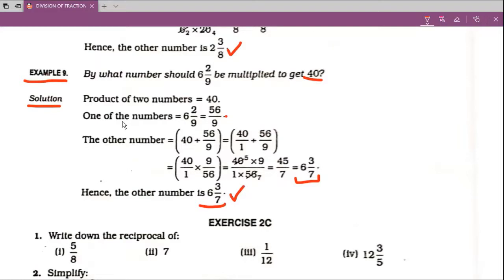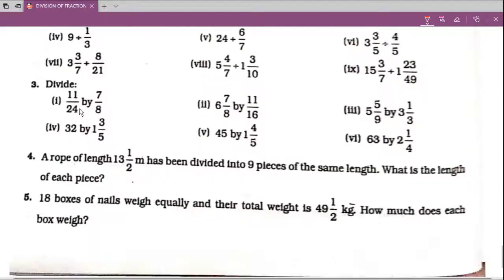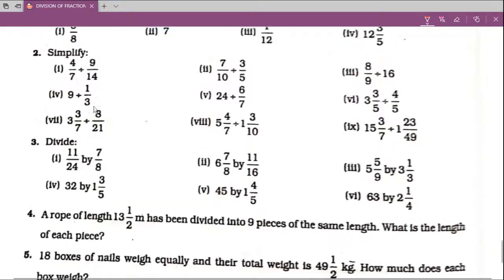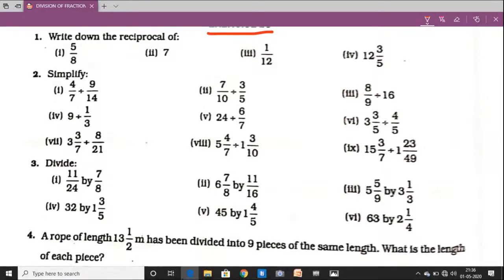Thus, all examples have been completed. Now you have to start this exercise. On the basis of all the examples, you have to complete it. All 5 questions in this exercise are given, along with the PDF I have given you in your parents portal. So I hope you will solve all these questions. Till then, have a nice day.